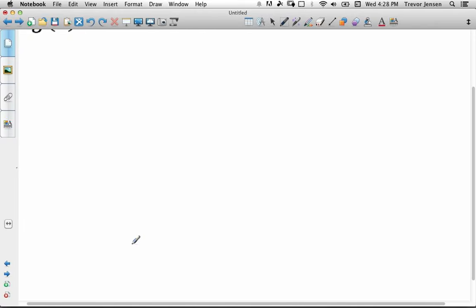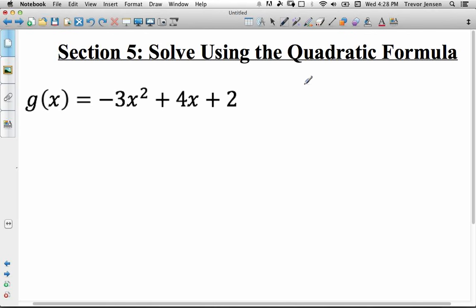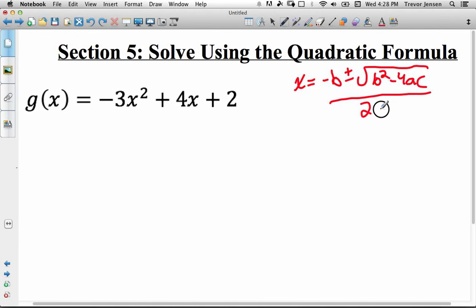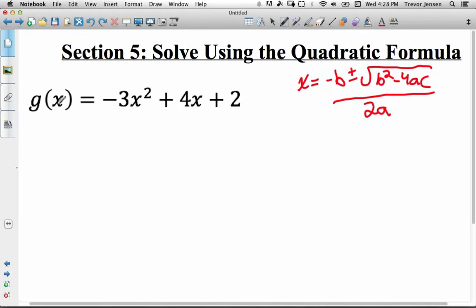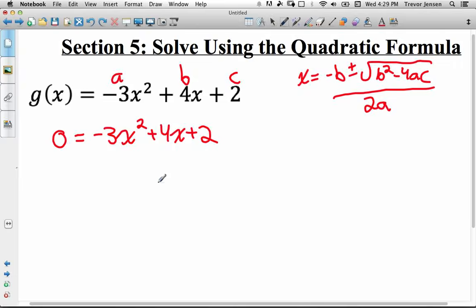You could also solve using the quadratic formula. Quadratic formula: x equals negative b plus or minus the square root of b squared minus 4ac, all over 2a. Now, first thing you have to do, set your quadratic to 0 before solving: negative 3x squared plus 4x plus 2. Whenever you're solving using the quadratic formula, make sure you're in standard form first, the form ax squared plus bx plus c, and we are. Here's our a, here's our b, here's our c. All we have to do is plug those into our quadratic formula and simplify.